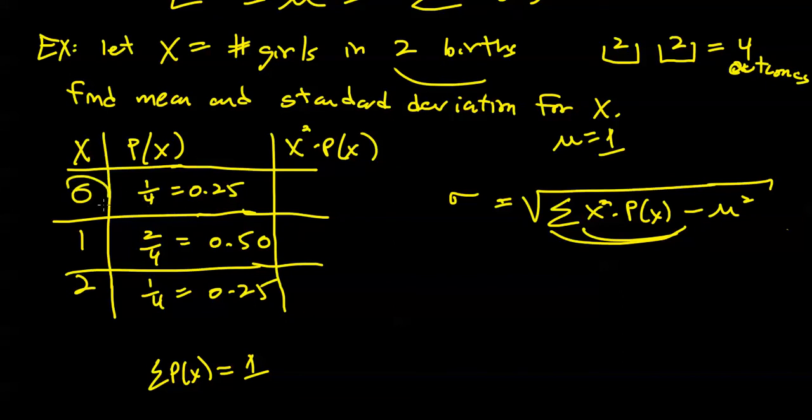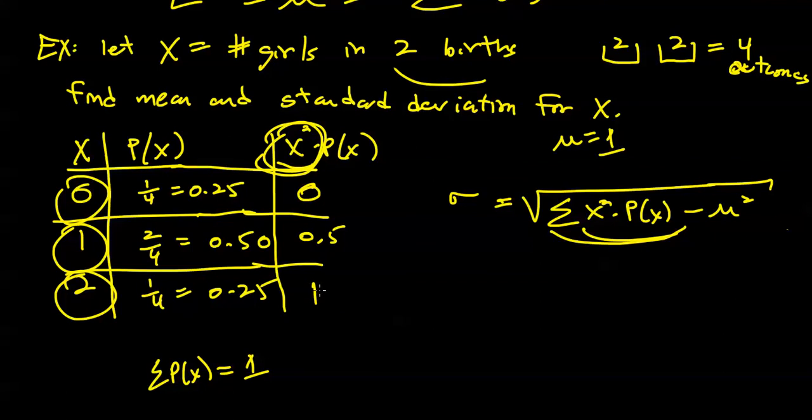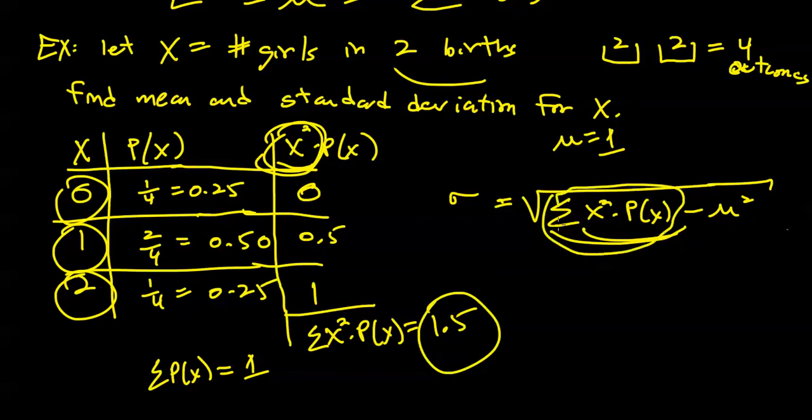Alright, x squared times p of x. Well, 0 squared is 0, times anything is 0. So that was easy. 1 squared is 1. 1 times a half is a half. 2 squared is 4. 4 times a quarter is 1. So I can see then that the sum of this x squared times p of x column has got to be 1.5. And this is what we will sub in for this term under the radical sign.